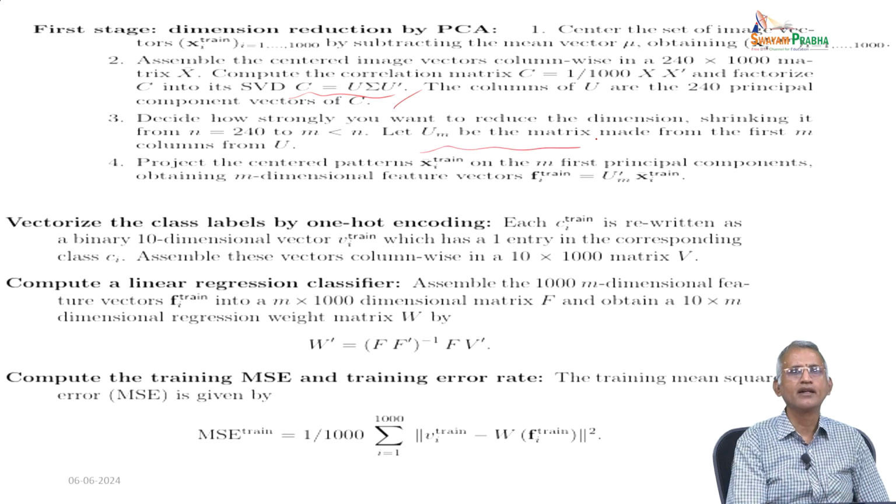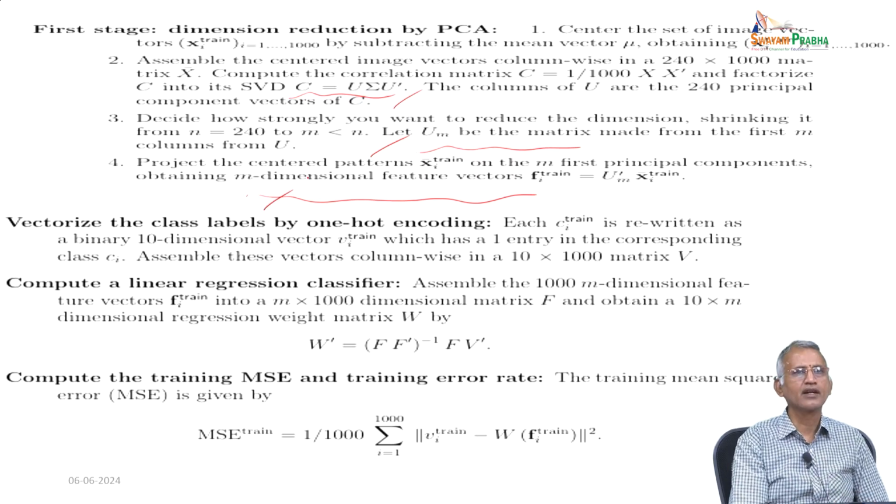Let U_m be the matrix from the first m columns from U, and project the centered patterns x_i train on the first m principal components, obtaining m-dimensional feature vectors, that is, f_i train equals U_m' of x_bar_i train.